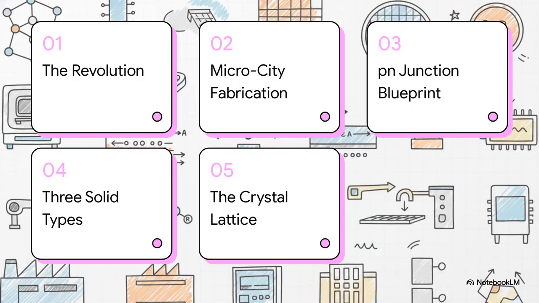Okay, let's dive into this. Here's our flight plan for today. 1. The semiconductor revolution. 2. Fabricating a microcity. 3. The p-n junction blueprint. 4. 3 types of solids. And 5. Inside the crystal lattice.